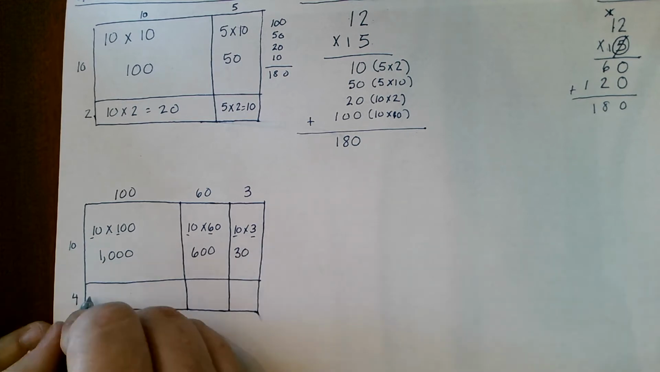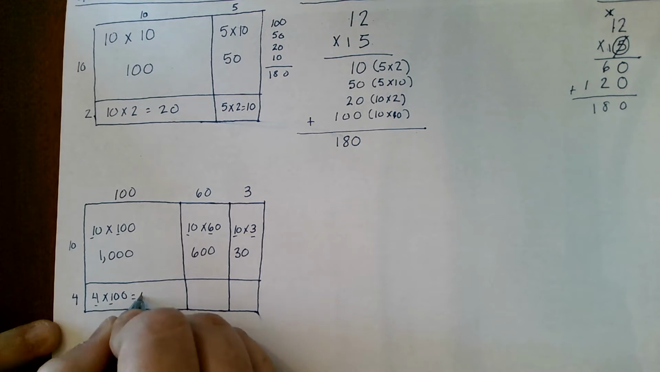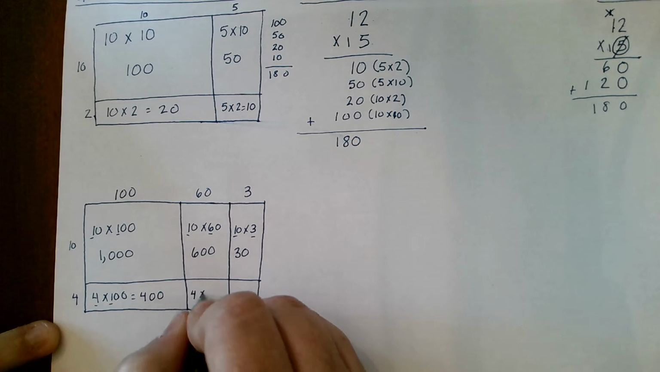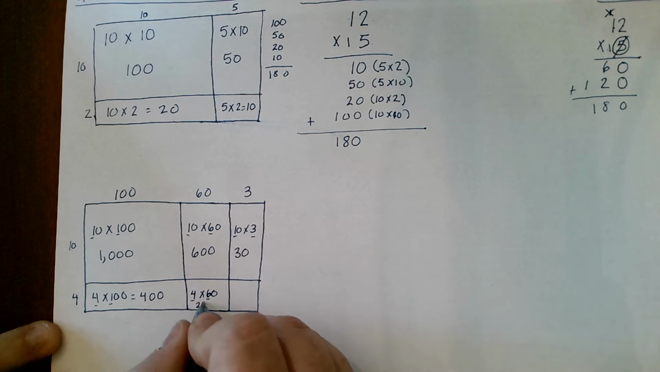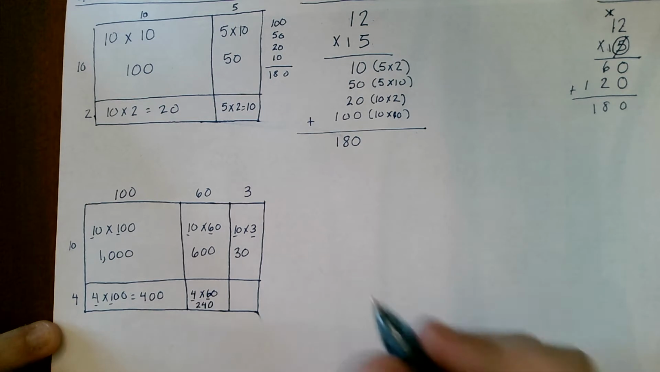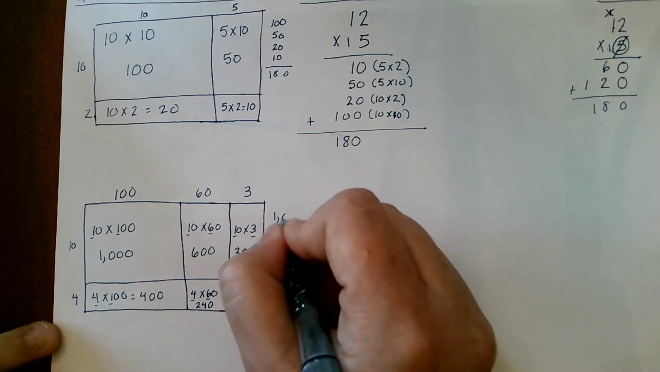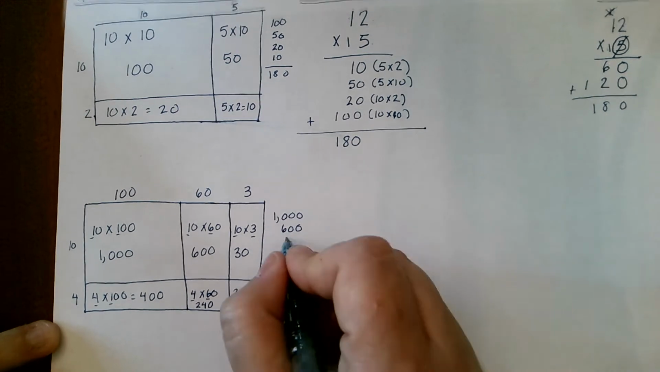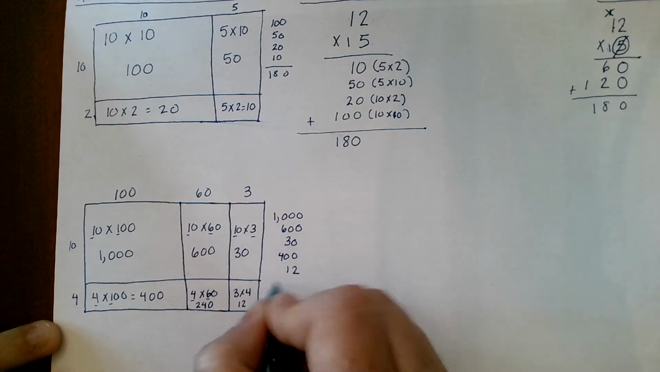Then down here, I'm going to have 4 times 100. So multiply my whole numbers and add my zeros. 4 times 60, multiply my whole numbers and add my 0. And 3 times 4. And then I'm going to add it all together. 1,000 plus 600 plus 30 plus 400 plus 12.